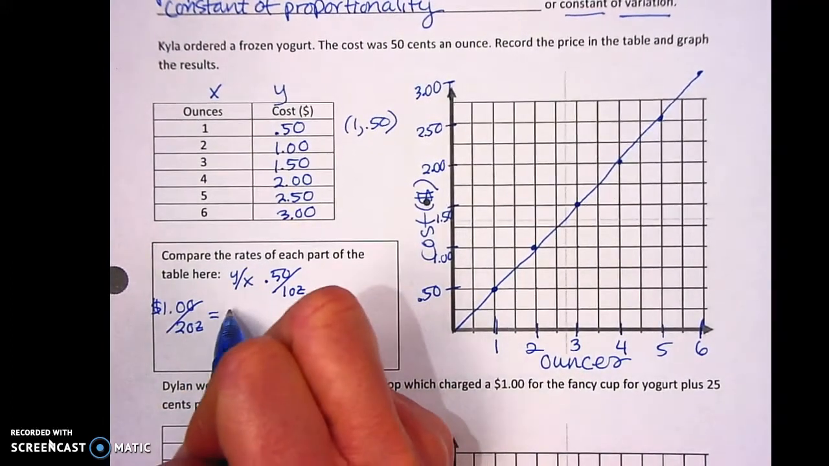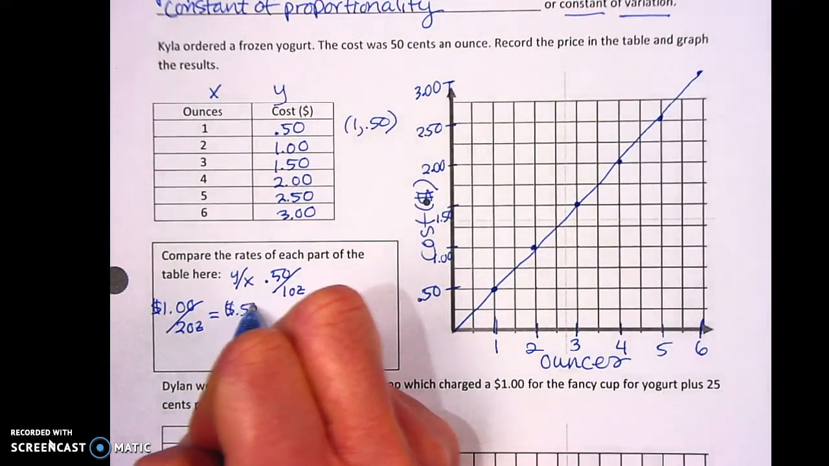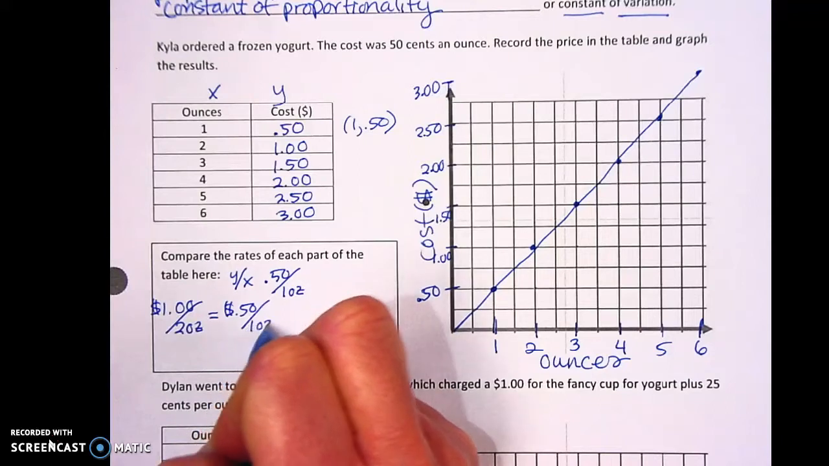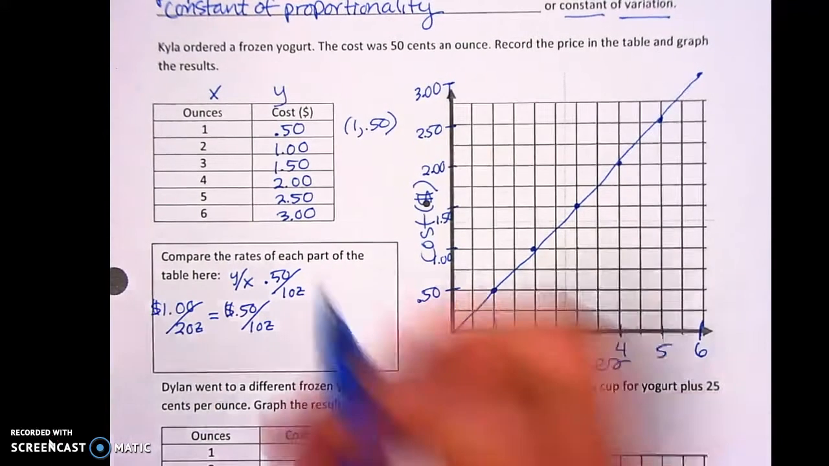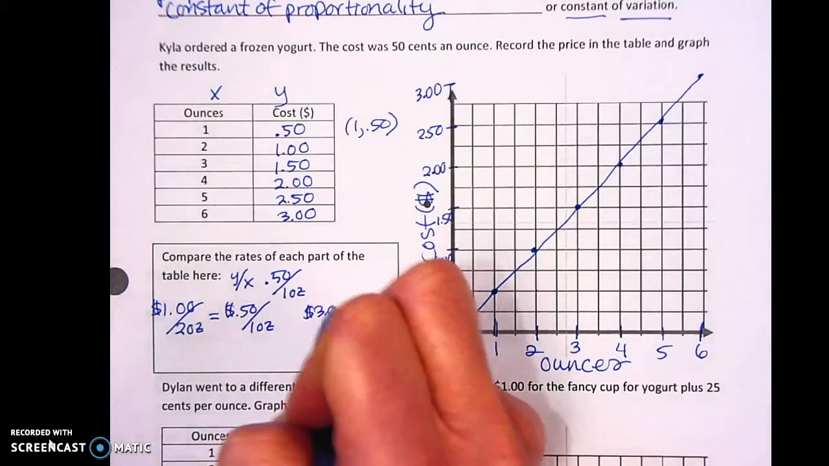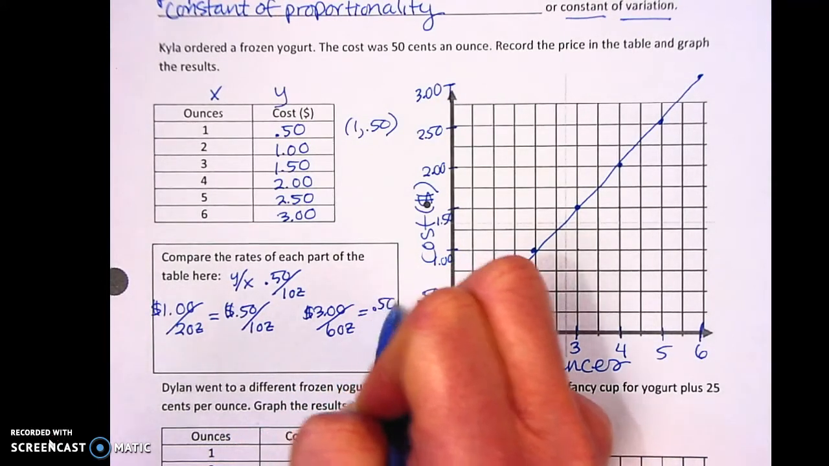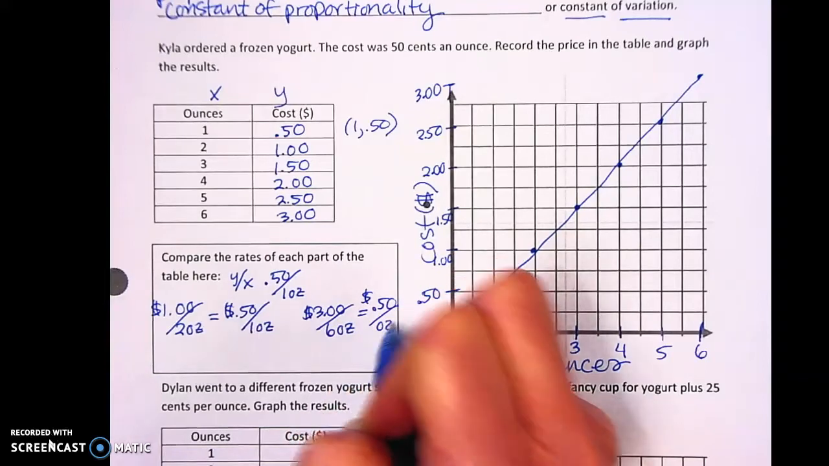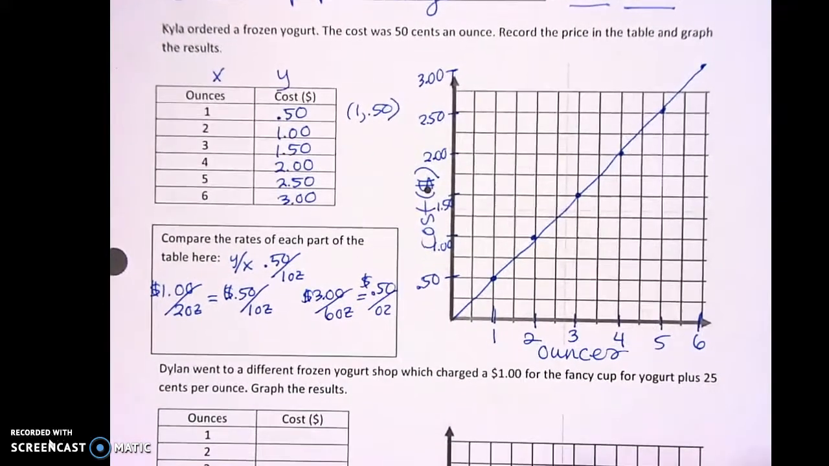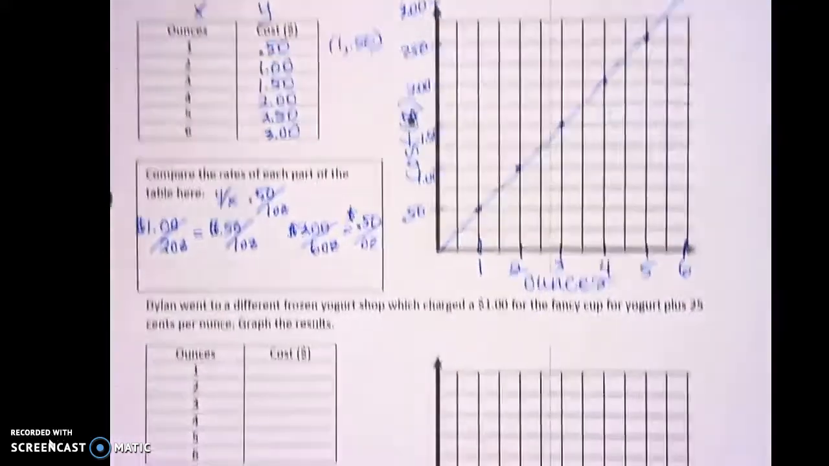This is easy to do mentally. This is also 50 cents per ounce. Let's try one more. How about $3 per 6 ounces, or you could choose your own. Again, it's always 50 cents per ounce, right? So I think you see where this is leading. Let's go on to the next example.